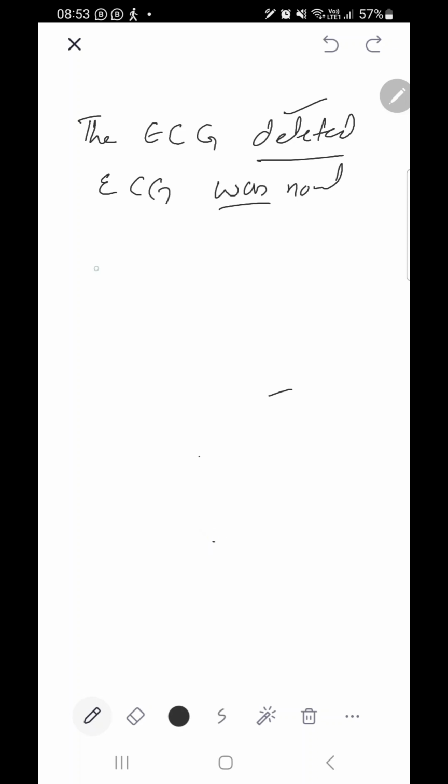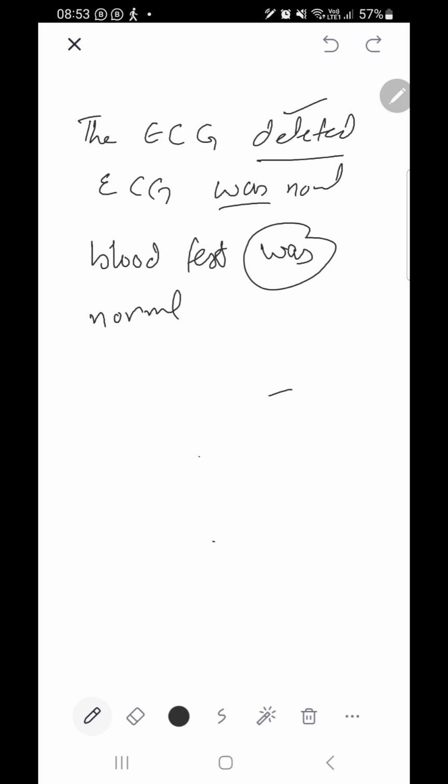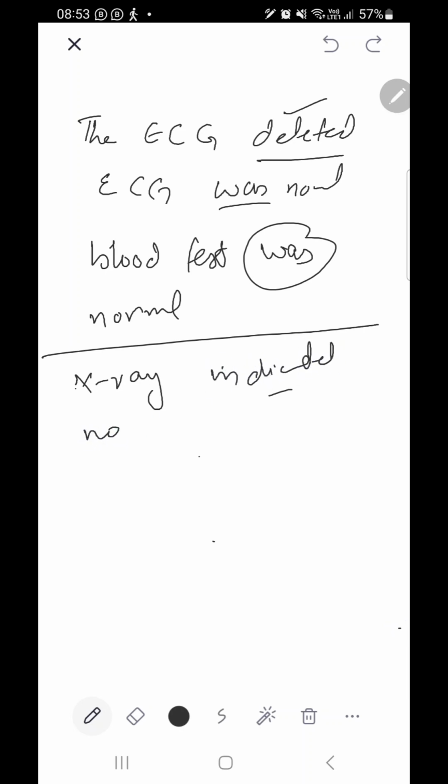Or it can be written, let's say, blood test was normal in the past tense. Similarly, for the investigation, let's say X-ray indicated no fracture, let's say.